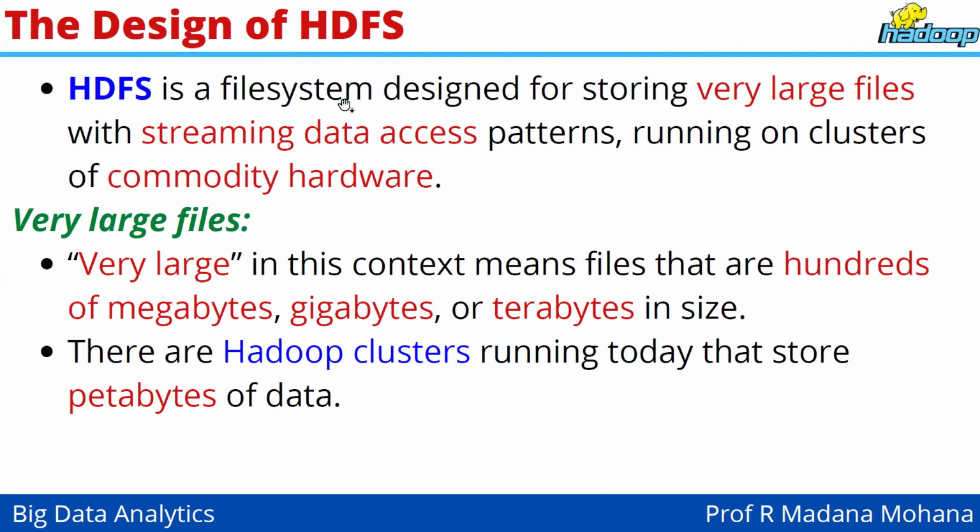HDFS is a file system majorly designed for storing very large files with streaming data access patterns running on clusters of commodity hardware. So, very large files. Very large in this context means files that are hundreds of megabytes, gigabytes, or terabytes in size. So hundreds of megabytes will be treated as a very large file. There are Hadoop clusters running today that store petabytes of data.